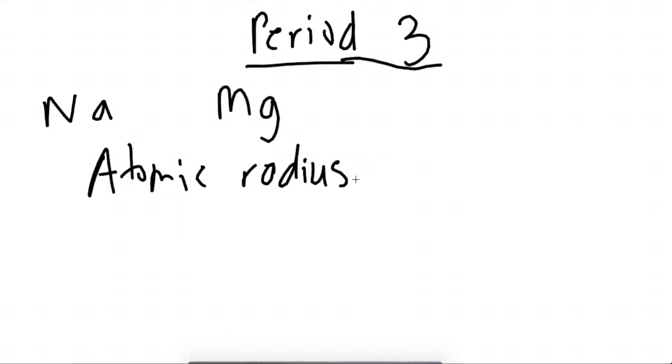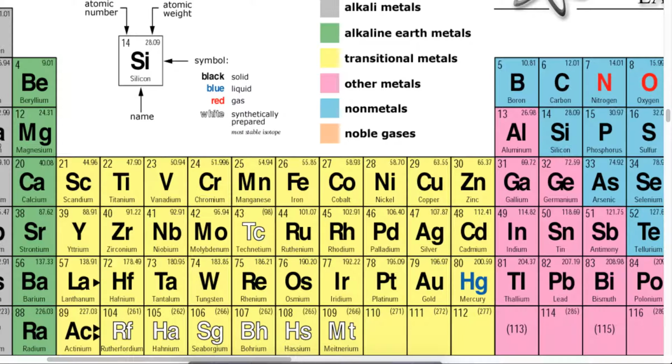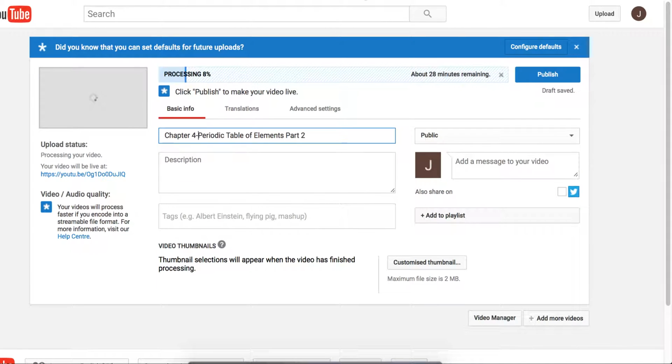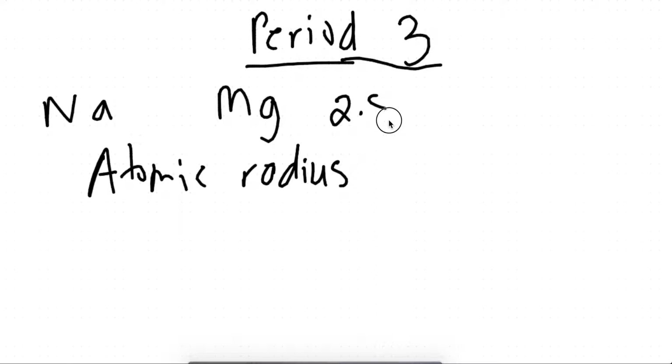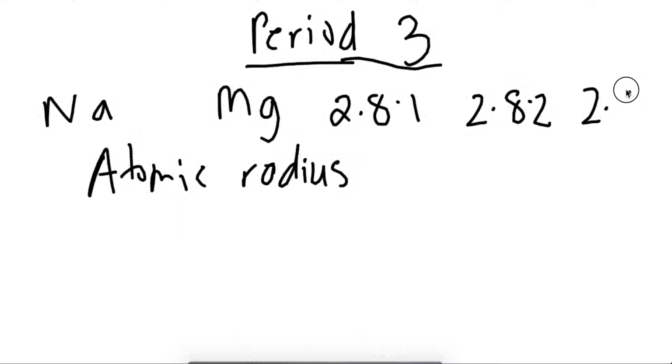Atomic radius for all the groups increases, right guys, because the number of shells filled with electrons increases as we go down the group. But guess what, in period 3 they all have the same number of shells filled with electrons. Period 3 is sodium, magnesium, aluminium. Sodium is 2.8.1, magnesium is 2.8.2, aluminium is 2.8.3. See, they all have 3 shells filled with electrons.